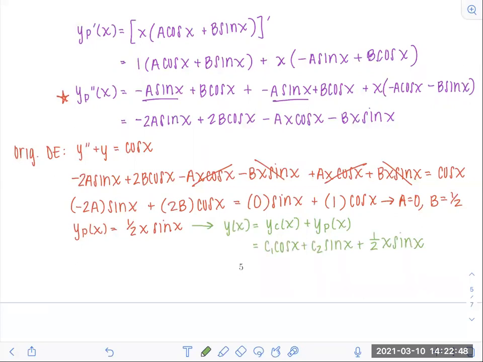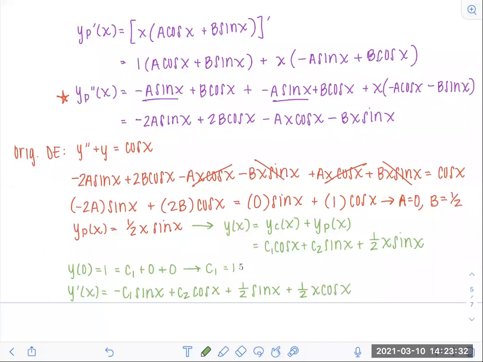Now, our first initial condition was y of 0 equals 1. Let me go ahead and impose this into the solution that we have so far. That's going to give me c1 plus 0 plus 0. So I get c1 for free here. c1 equals 1. And then finally, I need to compute the first derivative to use the second initial condition. So the first derivative is going to be negative c1 sine x plus c2 cosine x. And then product rule for the last term, 1/2 sine x plus 1/2 x cosine x.